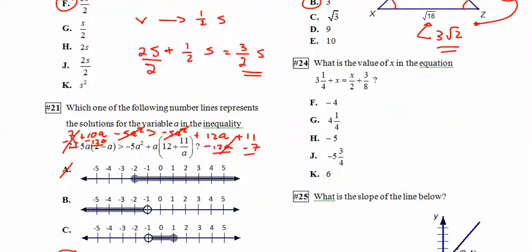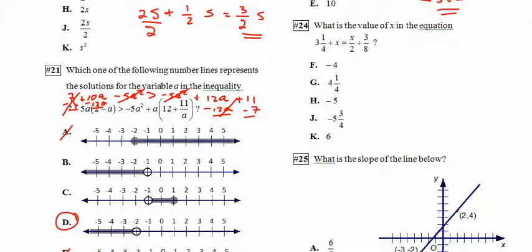What's the value of x in the equation? So I'm going to change these to improper fractions. I'll show you why in a second. 13 over 4 plus x equals x over 2 plus 3/8. Multiplying everything by 8.